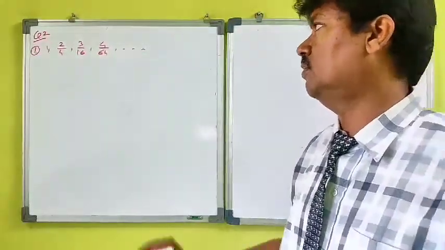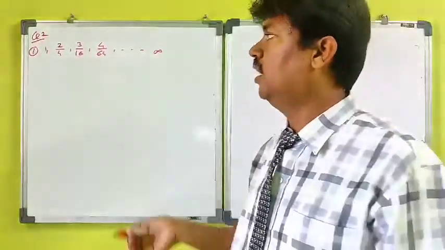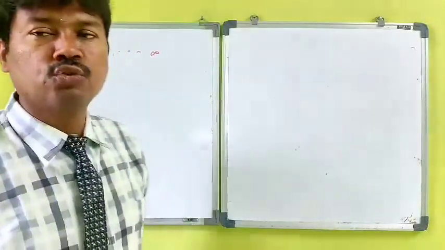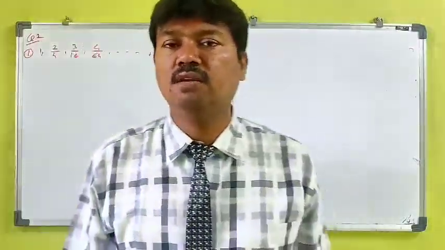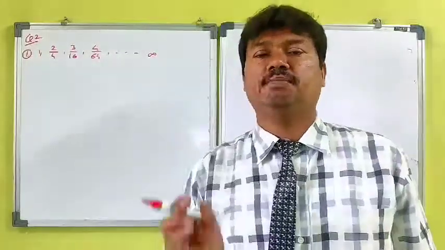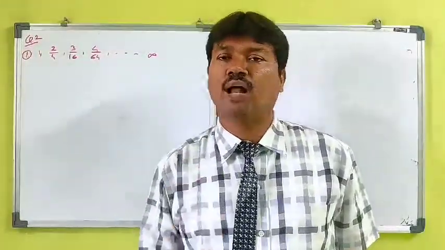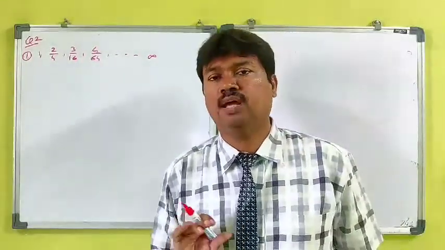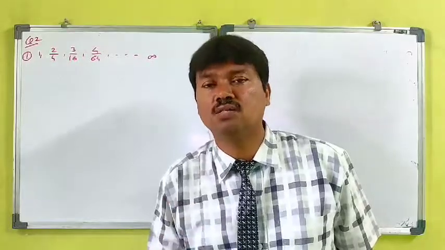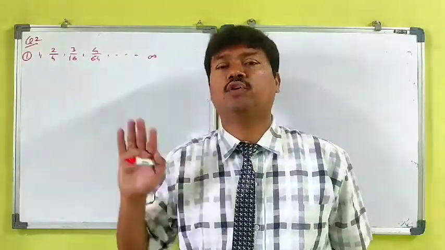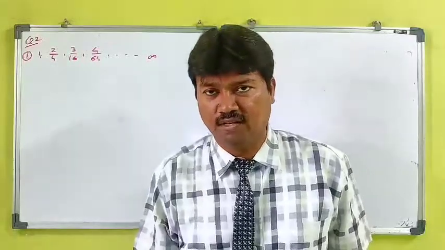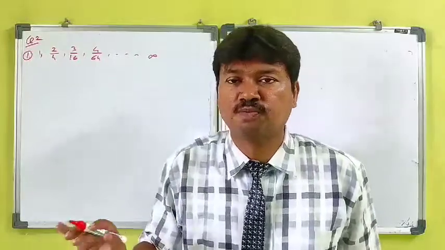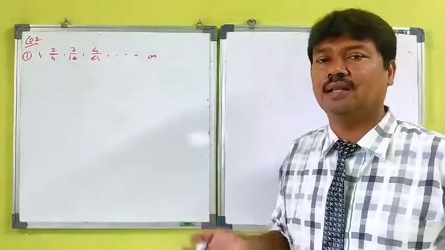Yes, so the next question of the infinite series is 1, 2 by 4, 3 by 16, 4 upon 64. I already told you that the sum of the infinite series exists if the common ratio, that is of the ABGP, should be less than 1, because if it is greater than 1, the nth term is already infinite. Sum is infinity. So it should be reduced. This reduction is possible when r is less than 1.